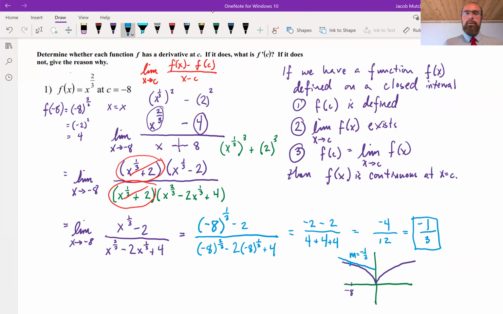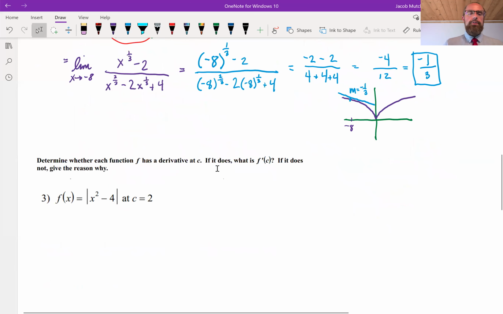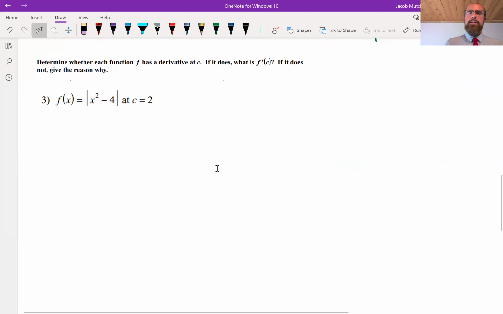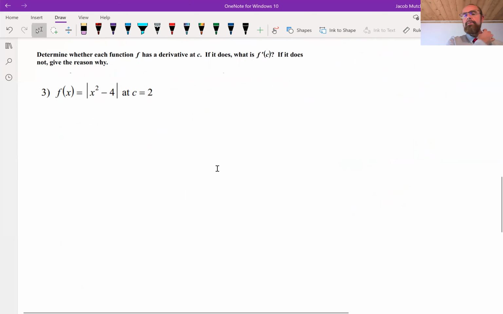So definitely we could have the possibility that a function is continuous and differentiable, and number 1 shows that quality. Let's consider a second example. So this is number 3. And our task again is the same. We want to determine whether the function f has a derivative at c.